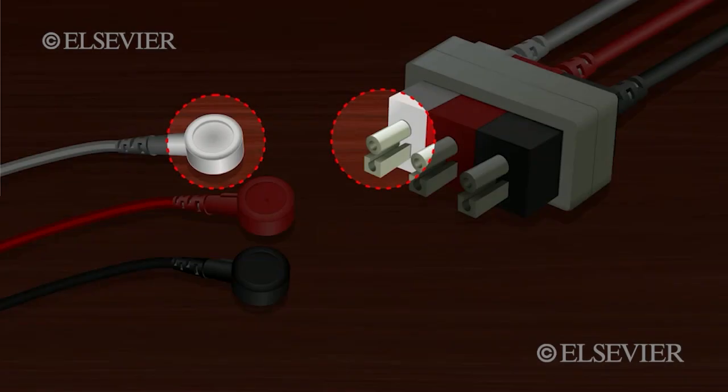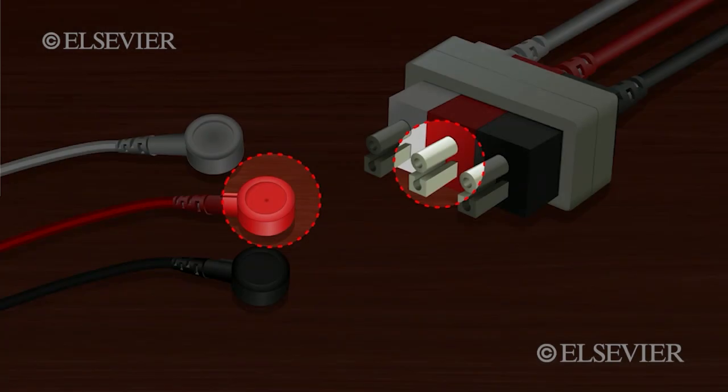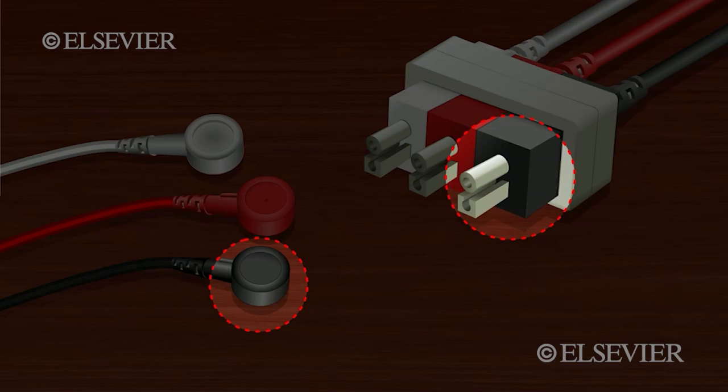3-lead system. The negative wire plugs into the opening marked N, minus, or RA, usually white. The ground wire plugs into the opening marked G, neutral, or LL, usually red. The positive wire plugs into the opening marked P, plus, LL, or LA, usually black.